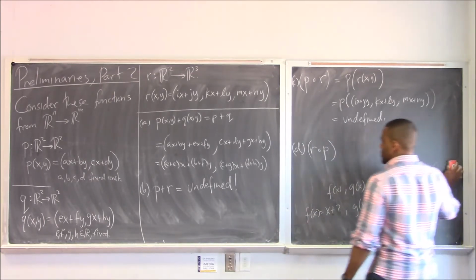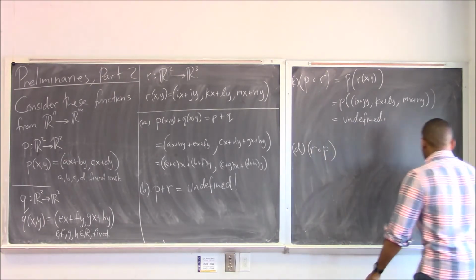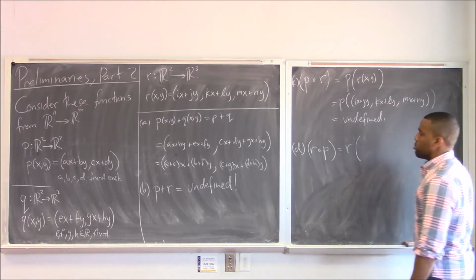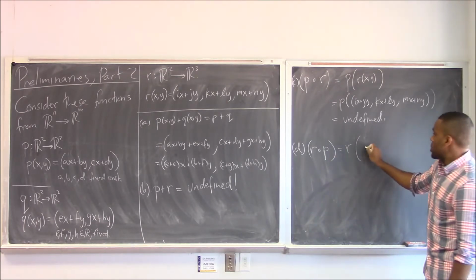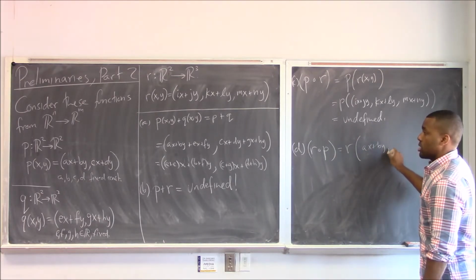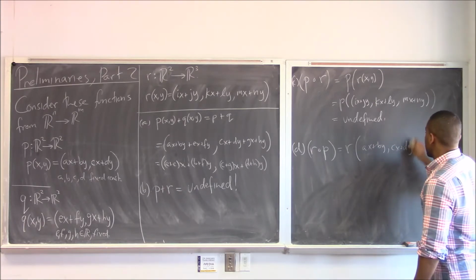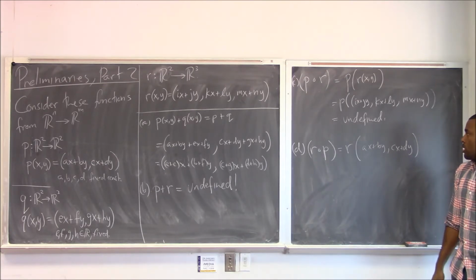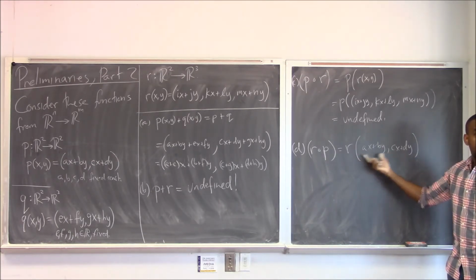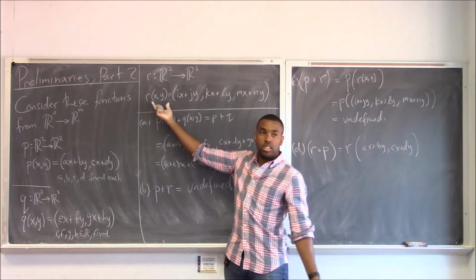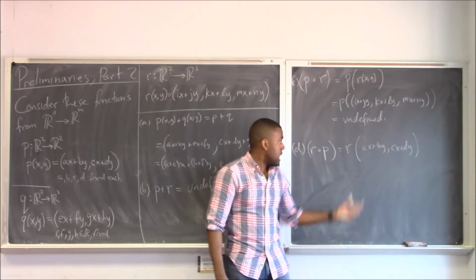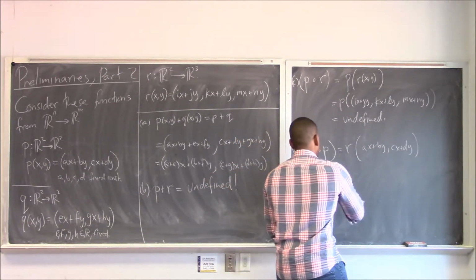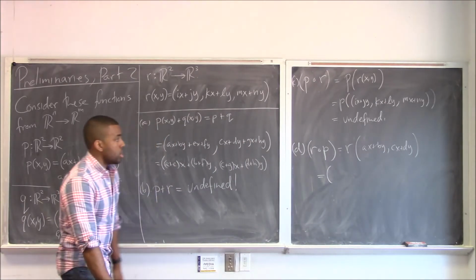Okay, so what is R of P? Is that even possible? This means R, and I'm going to plug in the output of P, which is ax plus by, comma, cx plus dy. Is that possible? Yes, this is a two-dimensional vector. R does take two-dimensional vectors. It takes something with two components, and I just plug in something with two components, so it should work. I should be able to get some sort of output in R3 from this composition.